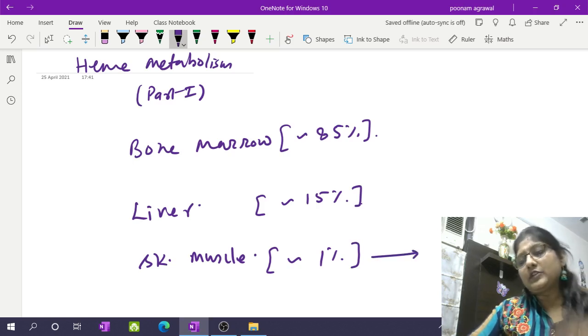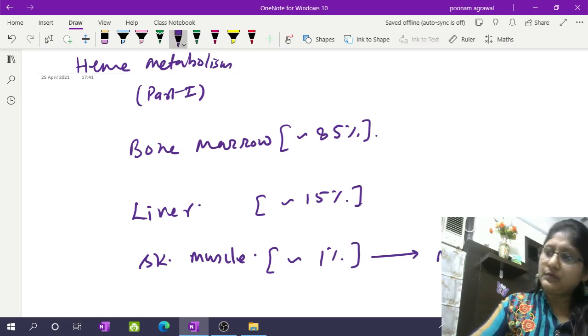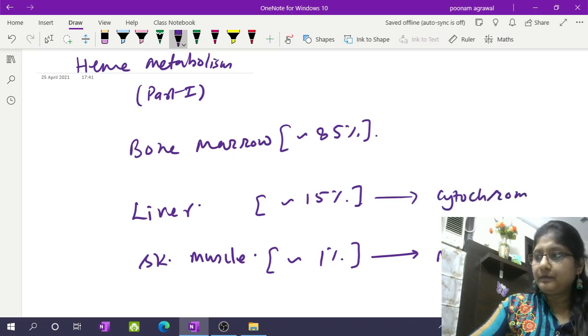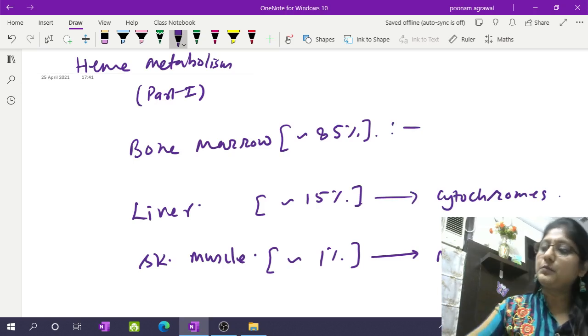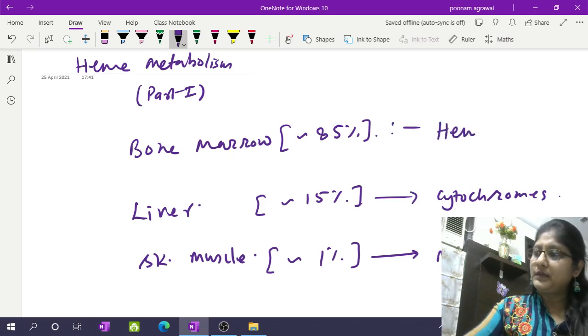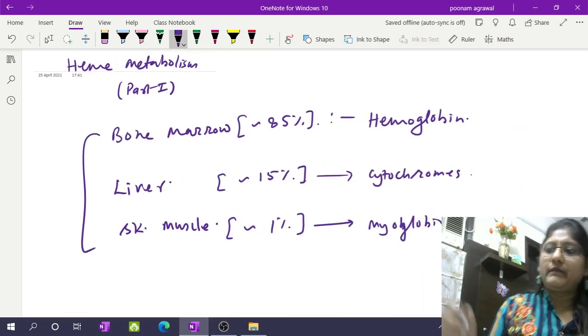The heme which is produced in skeletal muscle becomes part and parcel of myoglobin, and the one which is produced in liver is involved in making cytochromes. The majority of heme which is synthesized in bone marrow is involved in hemoglobin. The pathway is the same everywhere.